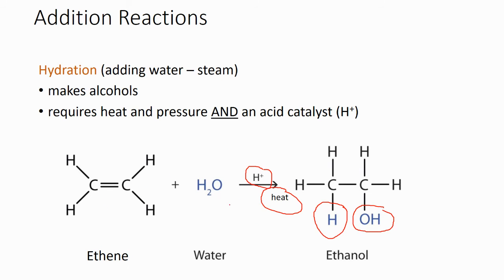So you've got ethene plus water. This applies to all alkenes. This is just our example, ethene, and it makes ethanol because it's got an OH group, 2 carbons, ethanol.